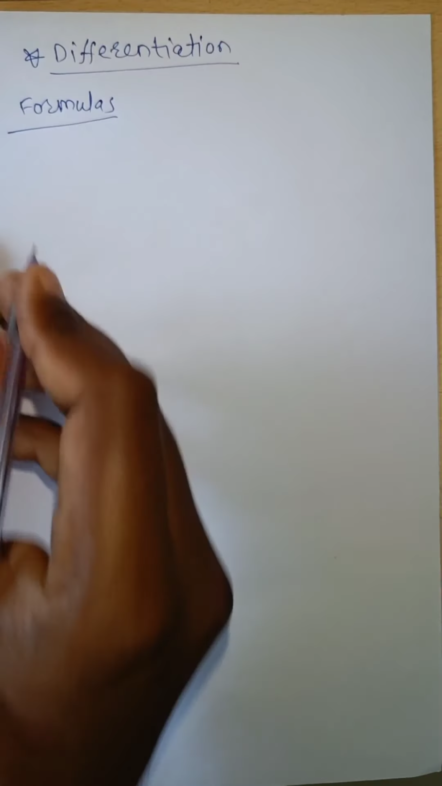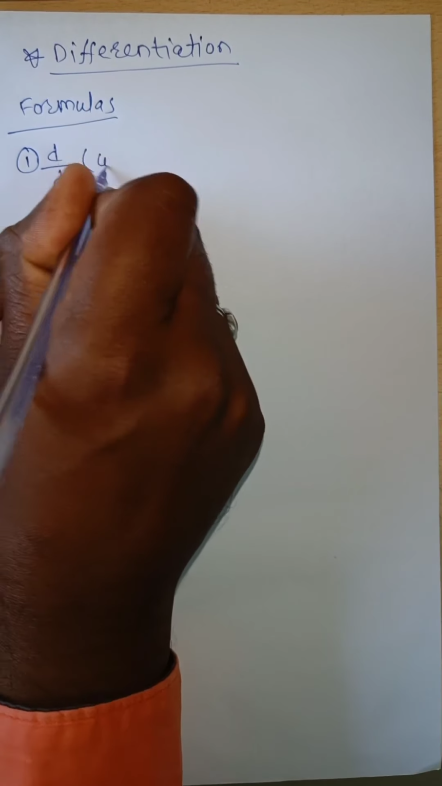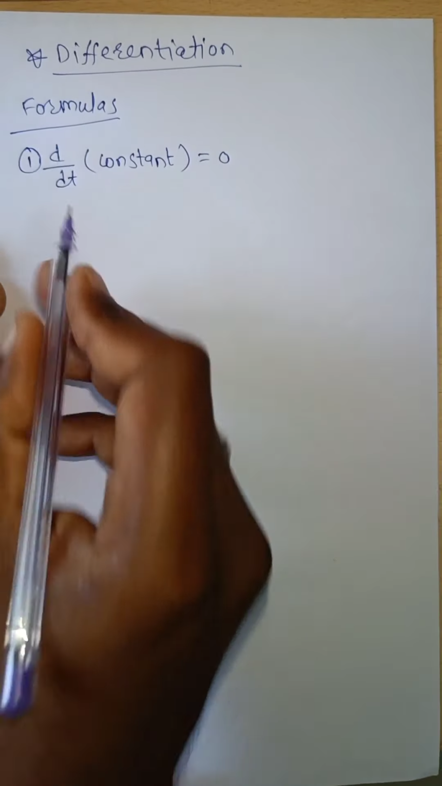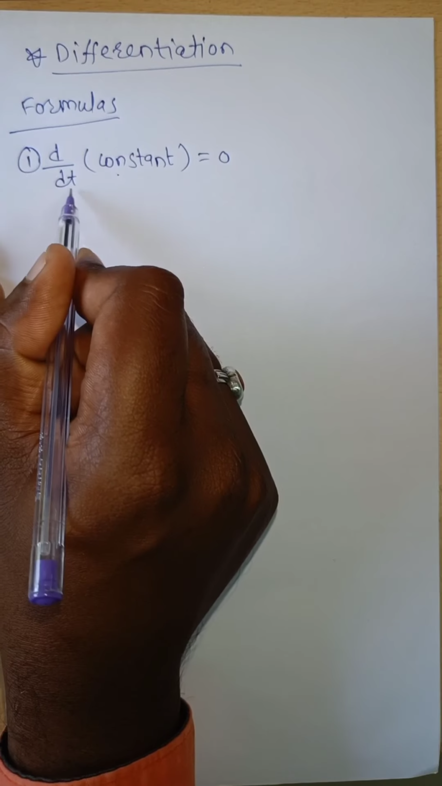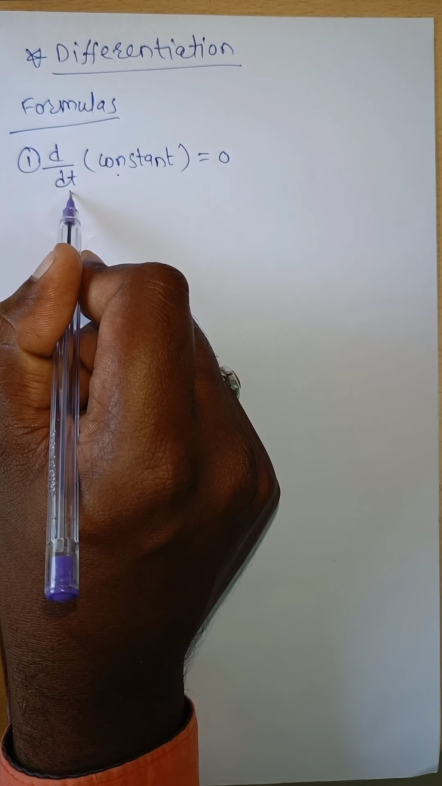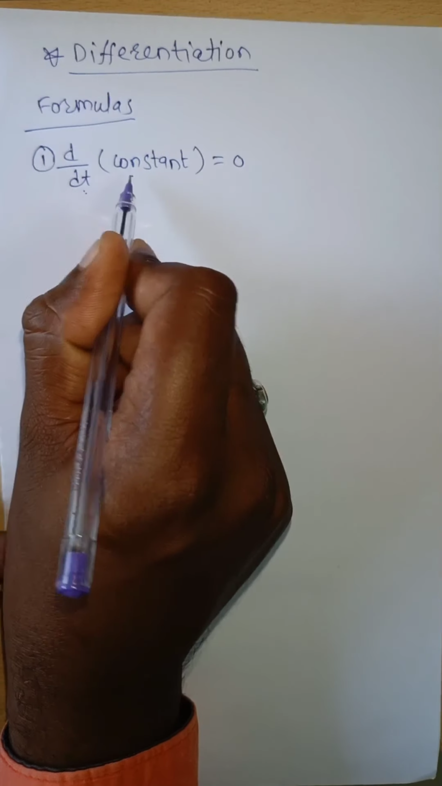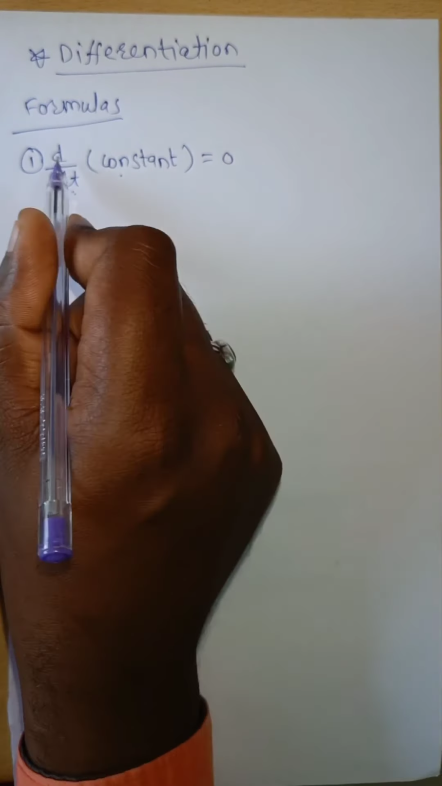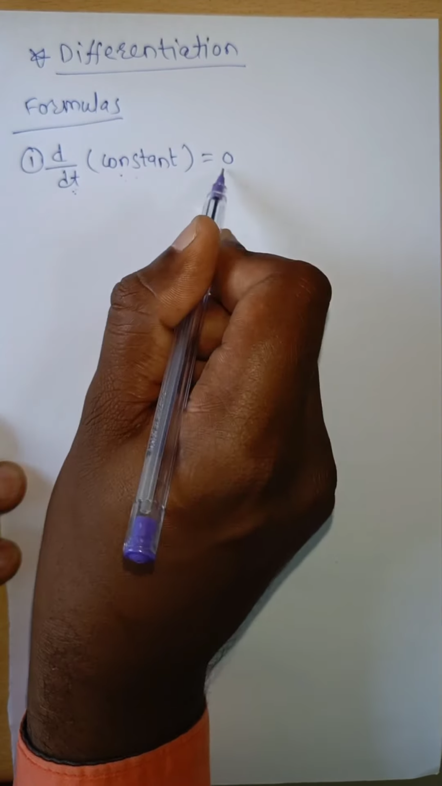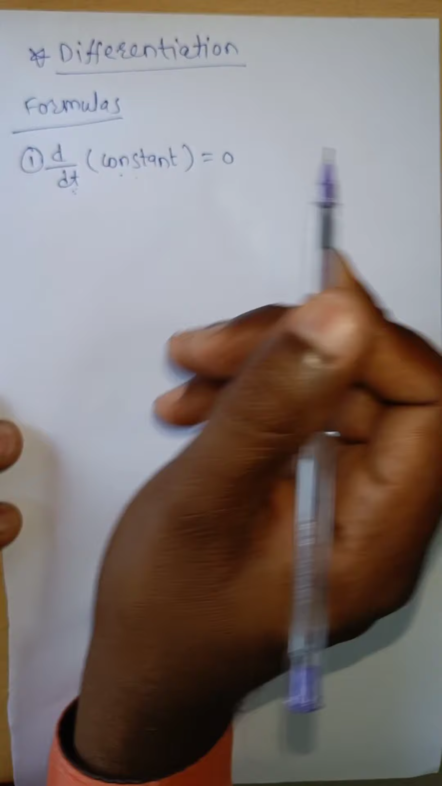Some basic formulas in differentiation. Now the first formula: d by dt of some constant is 0, meaning differentiation of a constant with respect to time is 0. Or sometimes it is d by dx, d by dy, d by dz, whatever it may be. d by dt of a constant is 0, d by dx of a constant is 0, d by dy of a constant is 0, d by dz of a constant is 0. Therefore differentiation of a constant is 0.